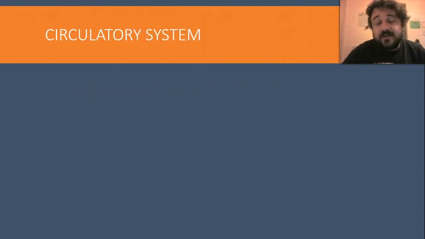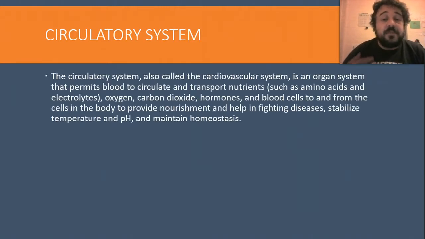So let's have a quick look. Circulatory system. Basically, it's an organ system that allows blood to transport nutrients around the body. So this is like amino acids, electrolytes, oxygen, carbon dioxide, hormones, blood cells, and it takes these basically to every single cell within the body. These provide nutrition, they help to fight disease by carrying the agents of the immune system around. They stabilize temperature and pH, which is homeostasis. This means maintaining the internal conditions of the body.